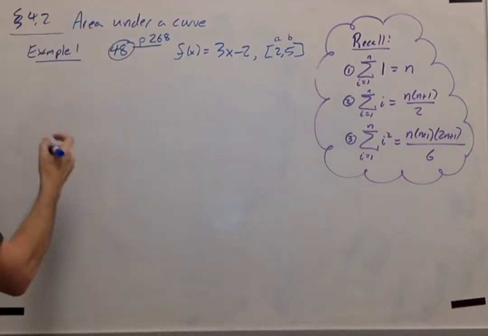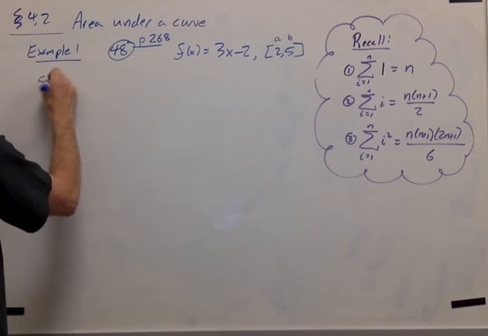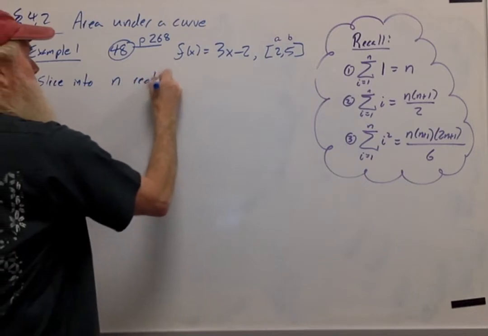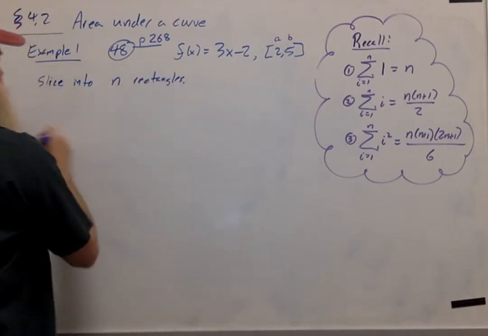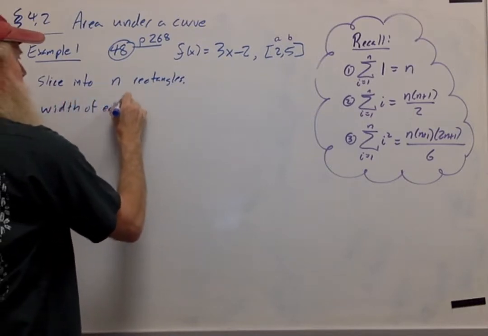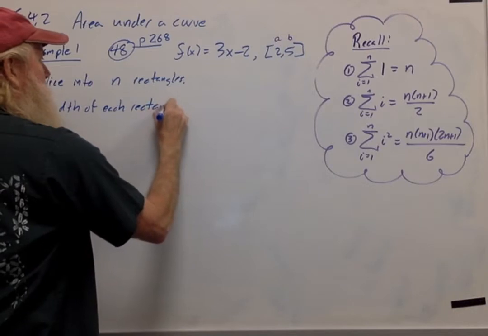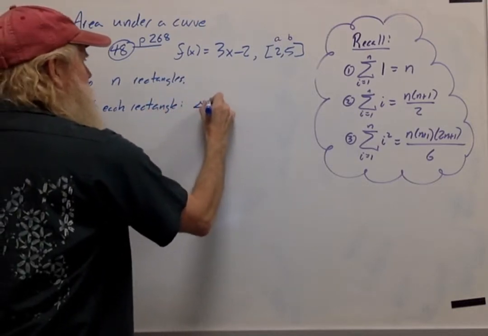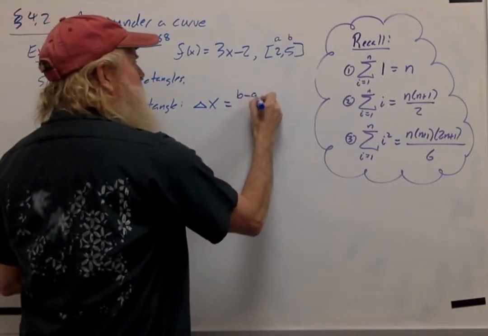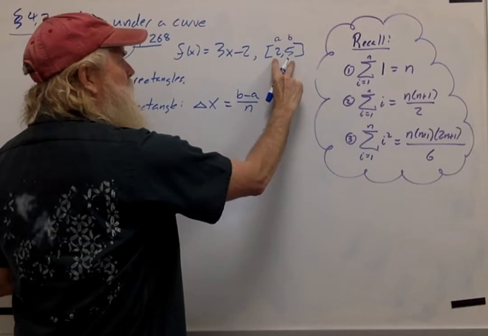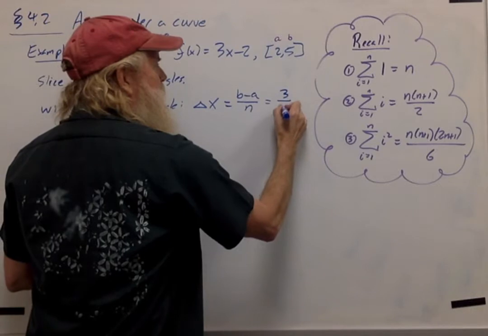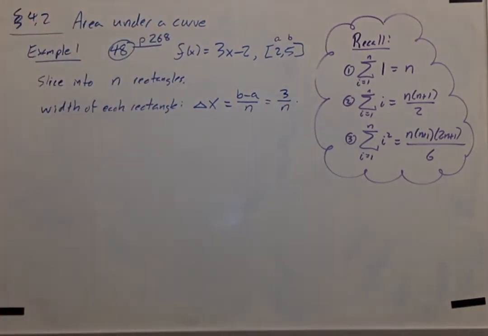So the first thing we want to do is slice into n rectangles. And then the width of each rectangle is given by delta x, and the formula for that is b minus a over n, the width of the interval divided by n. So here, b minus a is 3. So the width of each interval is 3 over n.